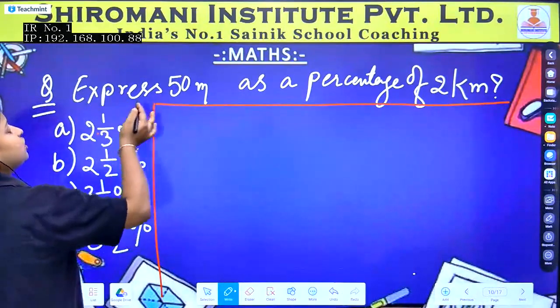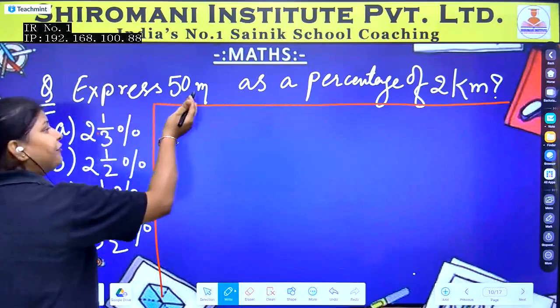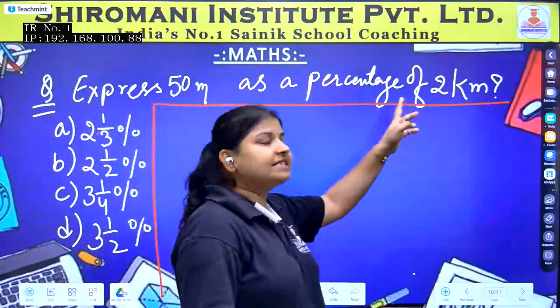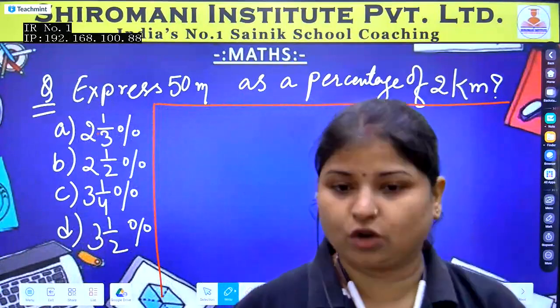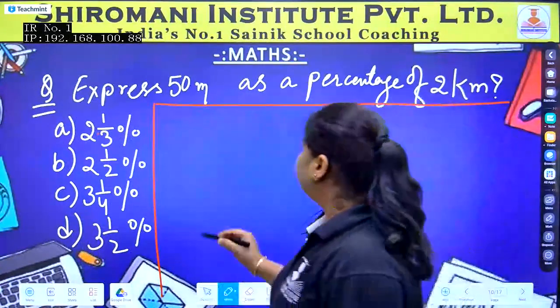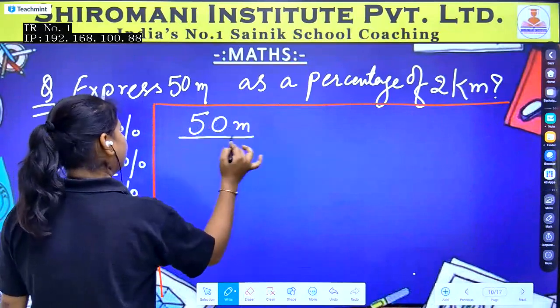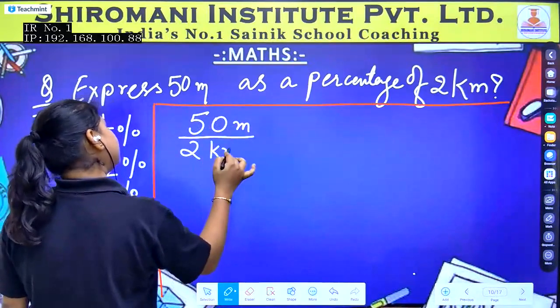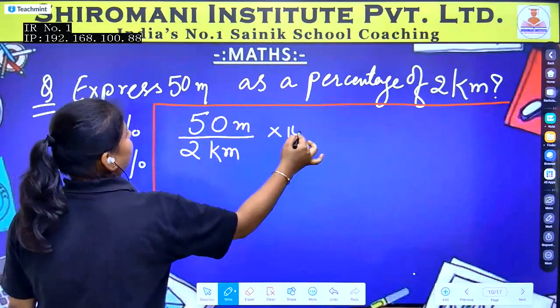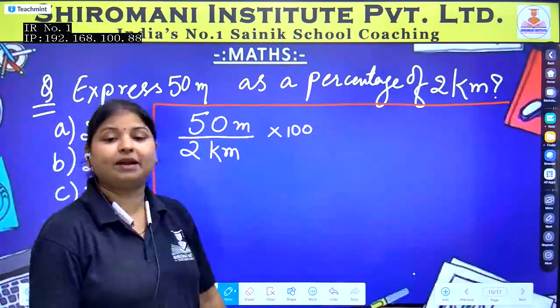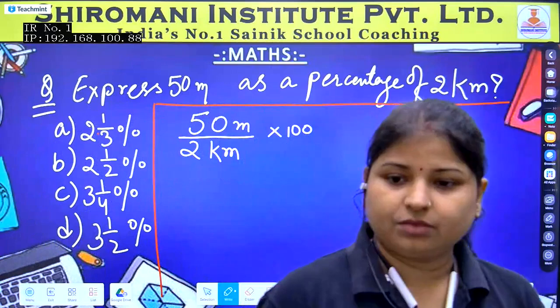See, the question says express 50 meter as a percentage of 2 kilometer, right? So you have to find 50 meter upon 2 kilometer ka percent. In order to convert this into percent, we multiply it by what? 100.